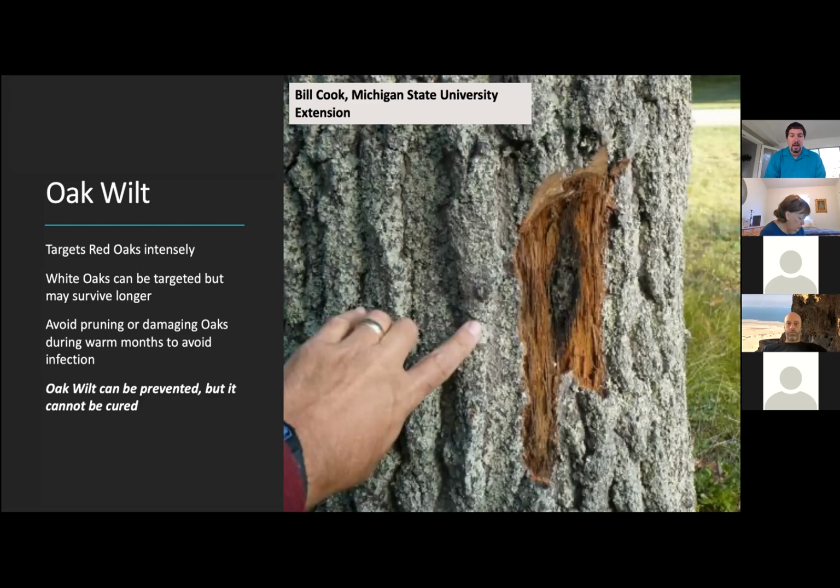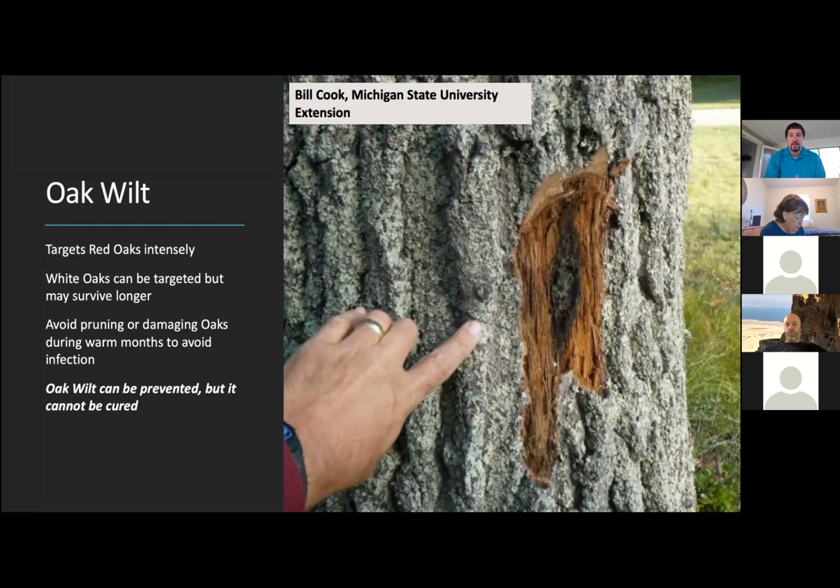And the way that oak wilt spreads is it is a fungus, but it's transferred by a sap beetle. And that beetle moves from one tree to the next, and it smells that sap that would be produced in a wound, and it goes to feed on that sap, and then the fungus is transferred by spore from one tree to the next.